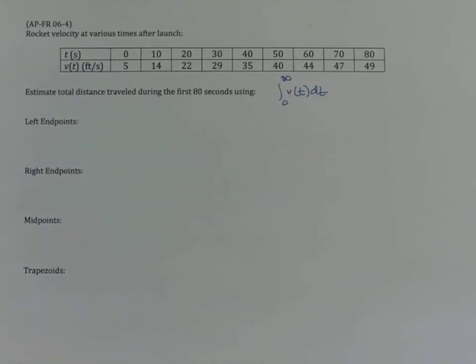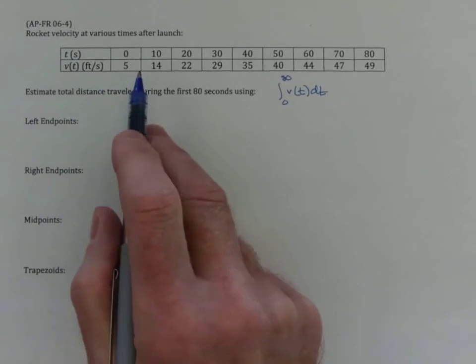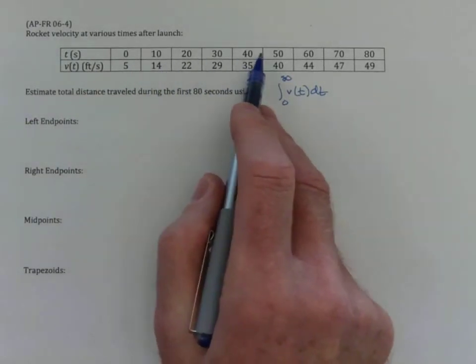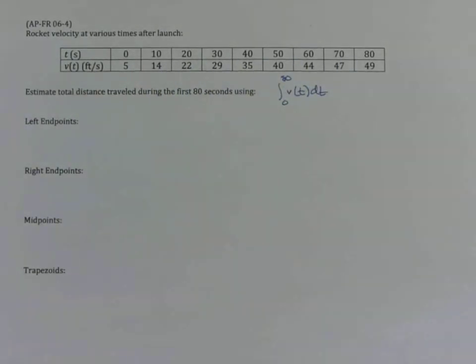But suppose we wanted to make a left endpoint estimate of the integral from 0 to 80 of this velocity. We've got a bunch of values of the function. It shouldn't be all that tough. So we've got 1, 2, 3, 4, 5, 6, 7, 8 subintervals, and the number of subintervals ought to be always one less than the number of ordered pairs that you have.